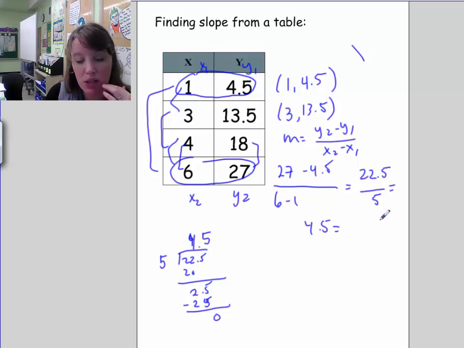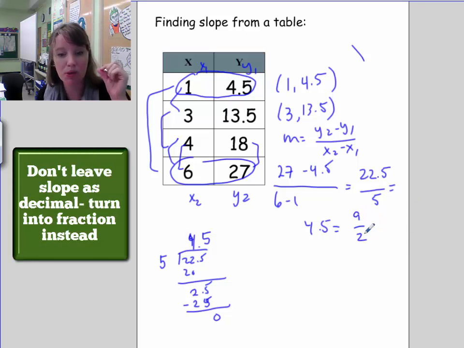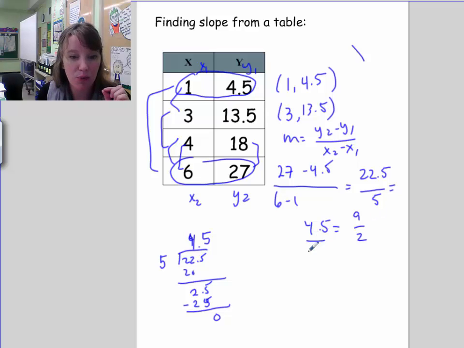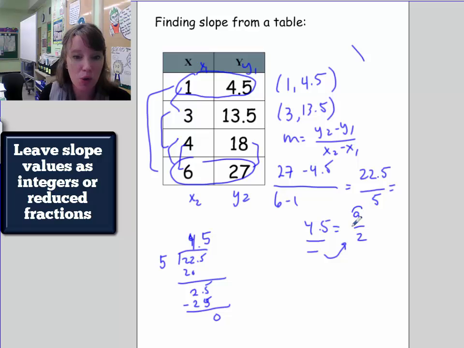But what you really want to do is you don't want to leave the slope as a decimal. So I'm actually going to turn this into the fraction 9 over 2. And that's because we want to preserve the idea of rise over run. All right. And this will make perfect sense when we start to graph using the slope and an intercept. But for right now, the rule that you need to remember is if you're left with a decimal, I want you to change it into an improper fraction. Or if you get an improper fraction, don't go back to get a decimal. Okay, you either leave slopes as integers or you leave them as fractions that are reduced. Okay, so our slope here is 9 over 2.